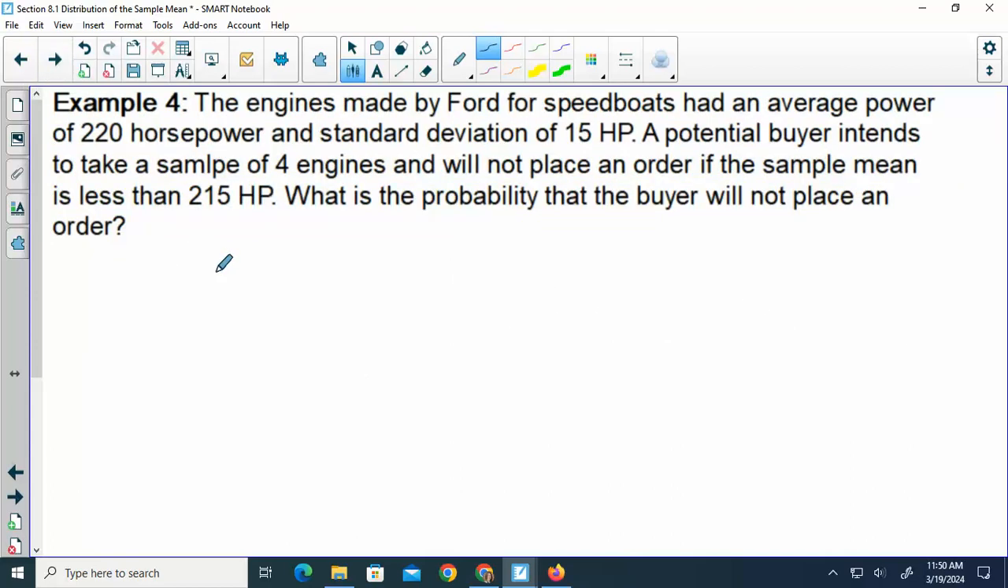So let's try another. The engines made by Ford for speedboats had an average power of 220 horsepower and a standard deviation of 15 horsepower. A potential buyer intends to take a sample of 4 engines and will not place an order if the sample mean is less than 215 horsepower. What's the probability they will not place the order? So if they don't place it, that means the mean, because I'm talking about sample mean, so that tells me x bar. If he doesn't place it, that means the mean was what?